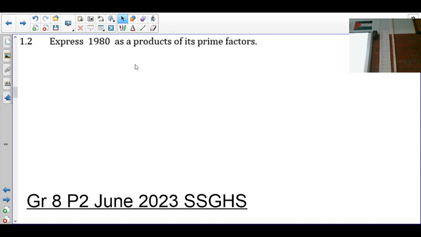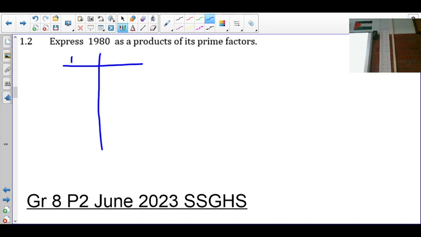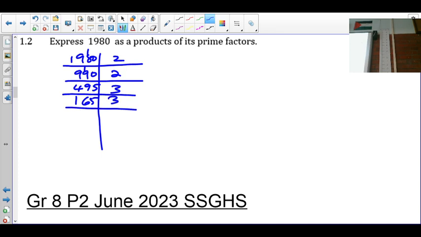Express 1980 as products of its prime factors. So that's going to give you 1980. So 2 goes into here. 18 is 9 carry 1. 18 is 90. 2 goes into here. 4, 9, 5. No? 3 goes. 3 goes again. Yes? How many times? 5. 5 goes. 11. 11 goes.